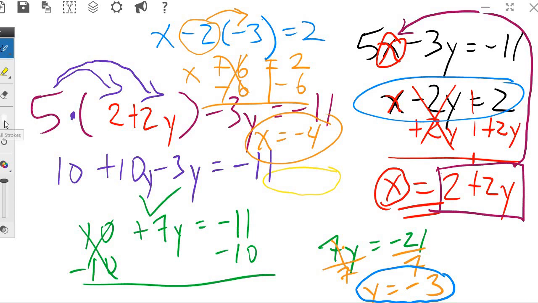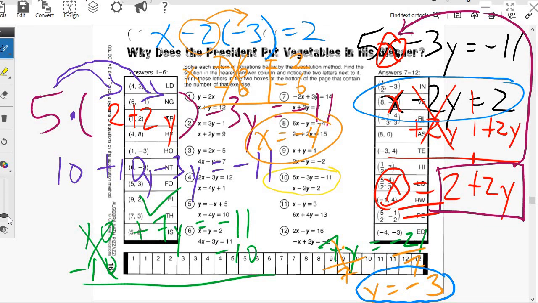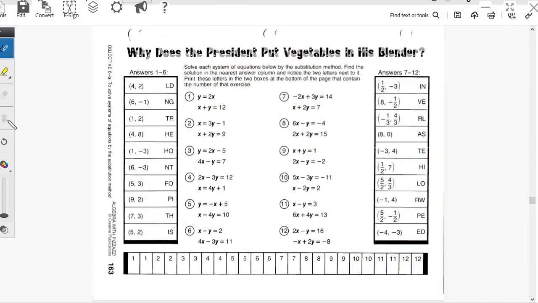Now let's look at the worksheet. We should see x equals negative 4, y equals negative 3. And so here's the answer. It's ED, because x is negative 4 and y is negative 3. Remember, you always want to write it in order, x, y, alphabetical order. So that's the answer, ED. So for 10, I would put ED.